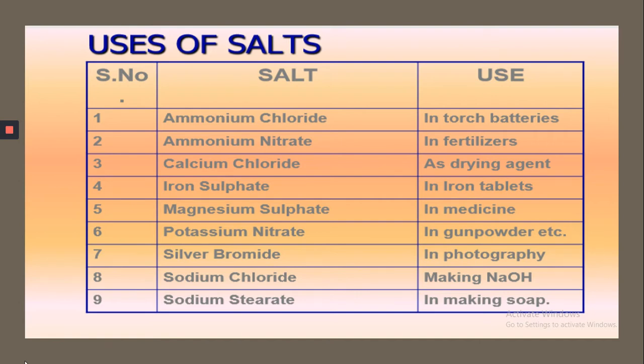Ammonium chloride is used in torch batteries. Ammonium nitrate is used as a fertilizer. Calcium chloride is used as a drying agent. Iron sulfate is used in iron tablets. Magnesium sulfate is used in medicines. Potassium nitrate is used in gunpowder. Silver bromide is used in photography. Sodium chloride is used for making sodium hydroxide. And sodium stearate is used for making different types of soap.